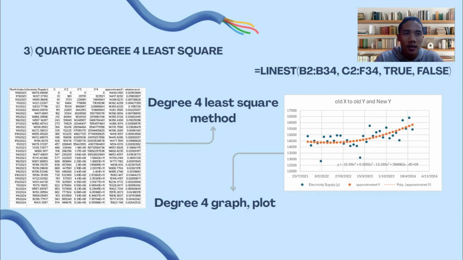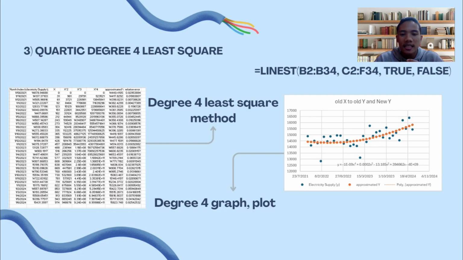We started by using the original data values as shown in the table on the slide. These data points represent the actual measured values and are used as the basis for the analysis. Next, we applied the quadratic least square method to determine the best fit equation that can represent the relationship between the variables. Using these equations, we then plotted a quadratic graph to observe the trend of electricity supply over time.